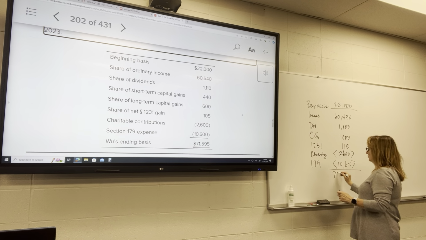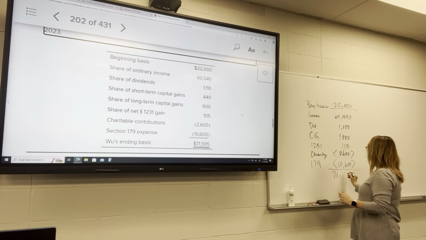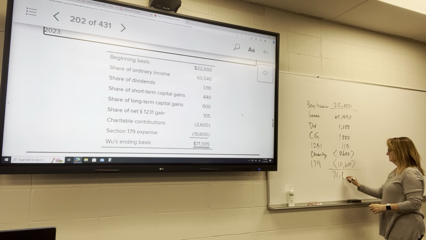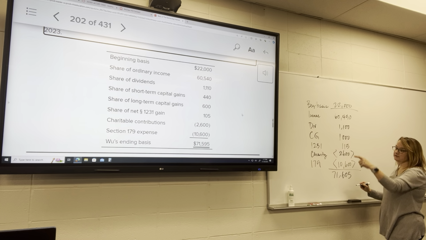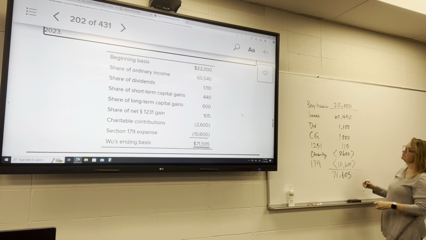So when we get to this point, and I know it's going to be slightly different, it's going to be 71,585? No, 595. No, 605, because this is 115. If you look at the K-1, it was 115, it wasn't 105. They've got 105 here. So 71,605.